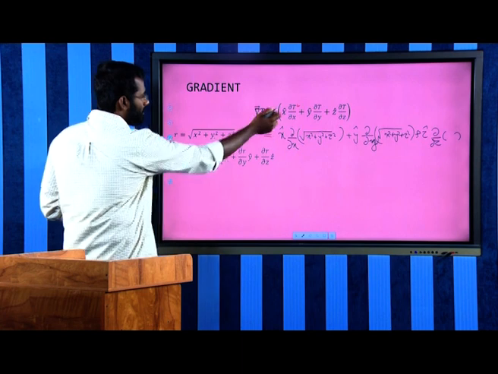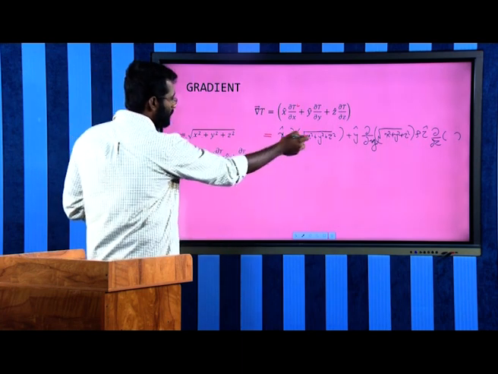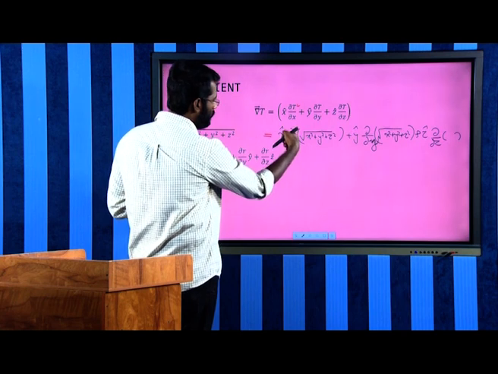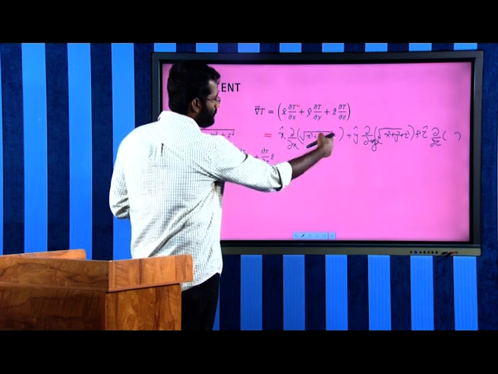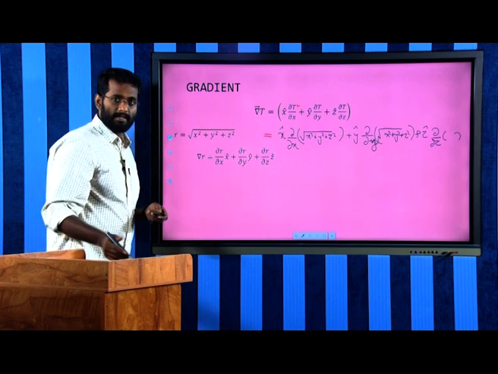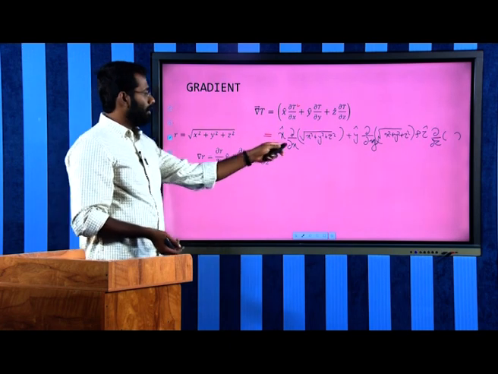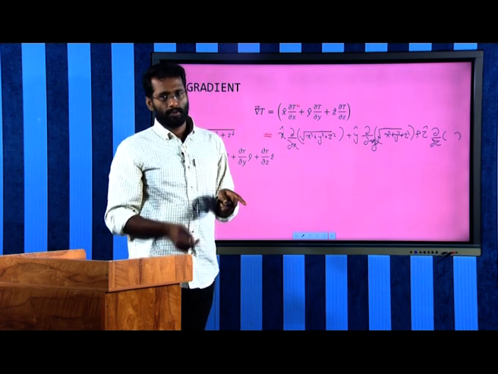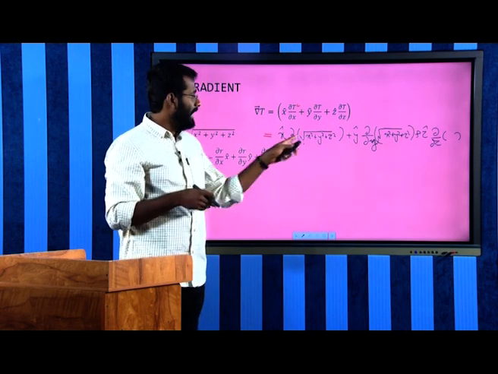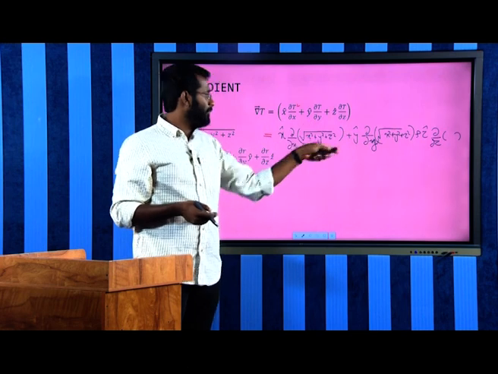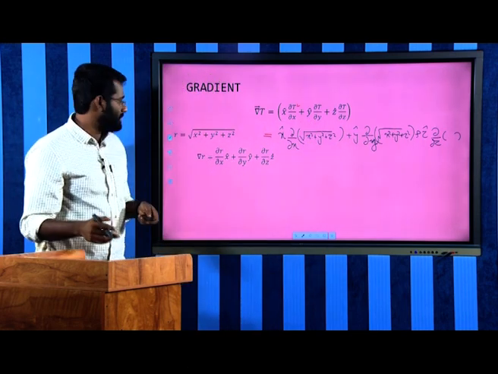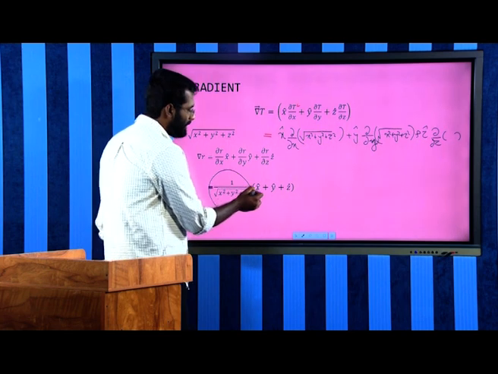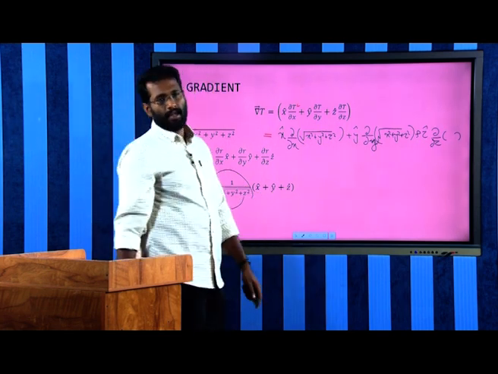So we are calculating del r. When you do it for the first one, you get dou by dou x of root of x square plus y square plus z square, that is 1 by 2 into 1 by root of x square plus y square plus z square into 2x. The 2 and 2 get cancelled, and every time there will be a 1 by root of x square plus y square plus z square. Let me take it commonly outside, and the remaining will be x cap plus y cap plus z cap.